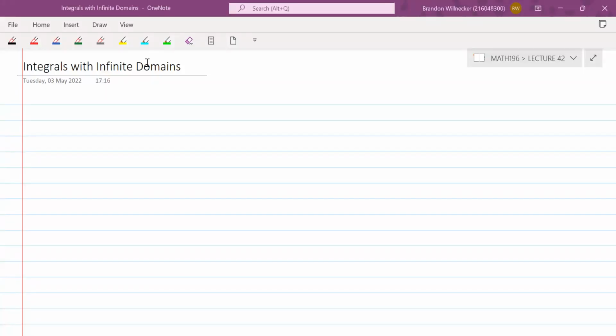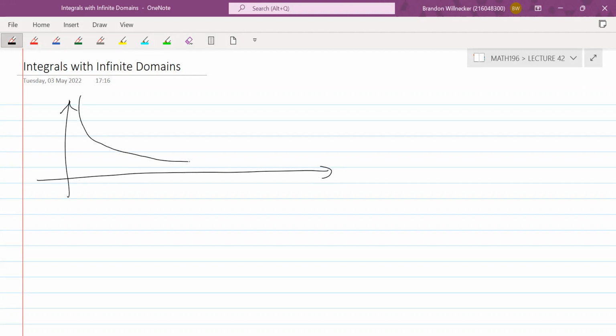Hi there. So today we're going to be looking at a new section in integration, and that is looking at integrals with infinite domains. To start off, I'm just going to do a little picture here. Let's say we had the following function. It looks something like this. So this is, for example, 1 over x squared. It's a rapidly decreasing function.